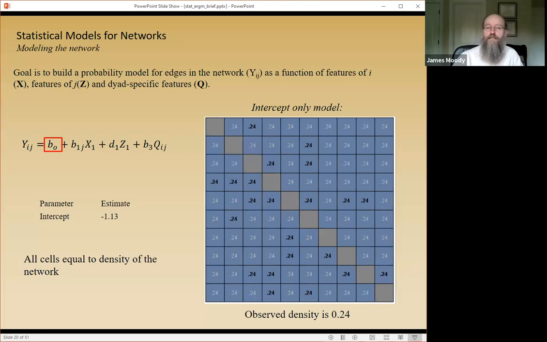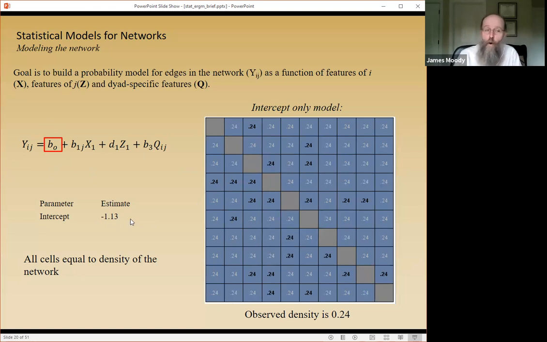So this is telling us, and you'll notice that now the predicted value for this network is that if all I were doing were saying y_ij is equal to some intercept, the intercept is estimated as minus 1.13. Exponentiate that, you get 0.24. That's the density of this network. And notice what it's predicting. The model's predicting a constant field.